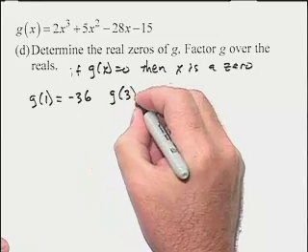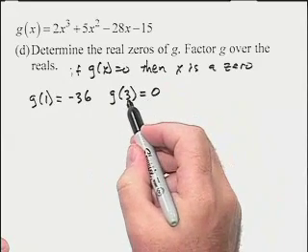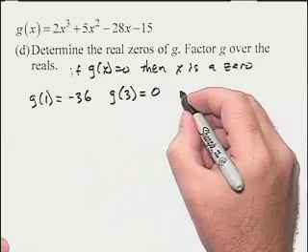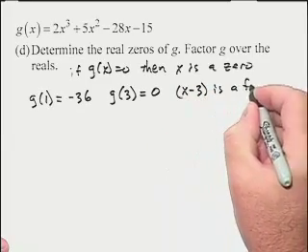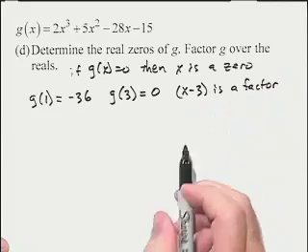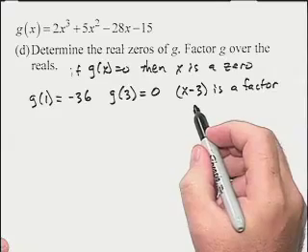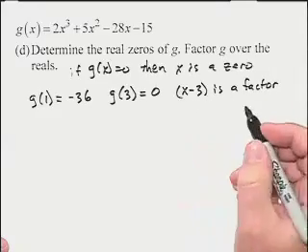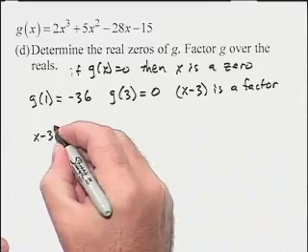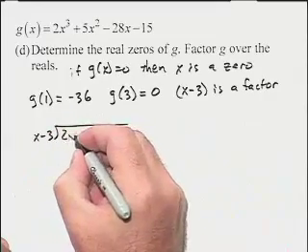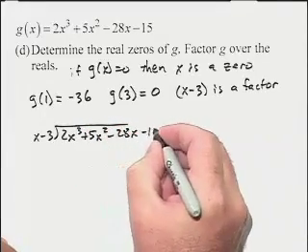If we evaluate g of 3, we get 0. Since g of 3 equals 0, we know 3 is a 0 of the function. Therefore, x minus 3 is a factor. Since we know x minus 3 is a factor of g, we can divide g by x minus 3 and get a reduced polynomial. To do that, we need to use long division. We're going to take x minus 3 and divide into 2x cubed plus 5x squared minus 28x minus 15.